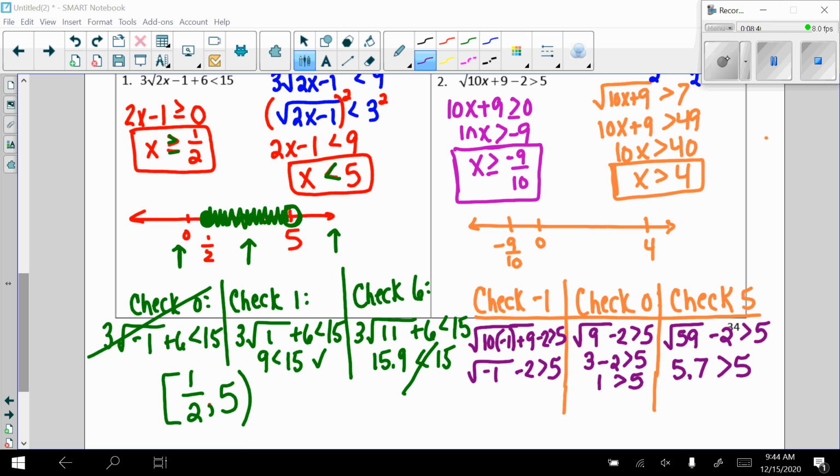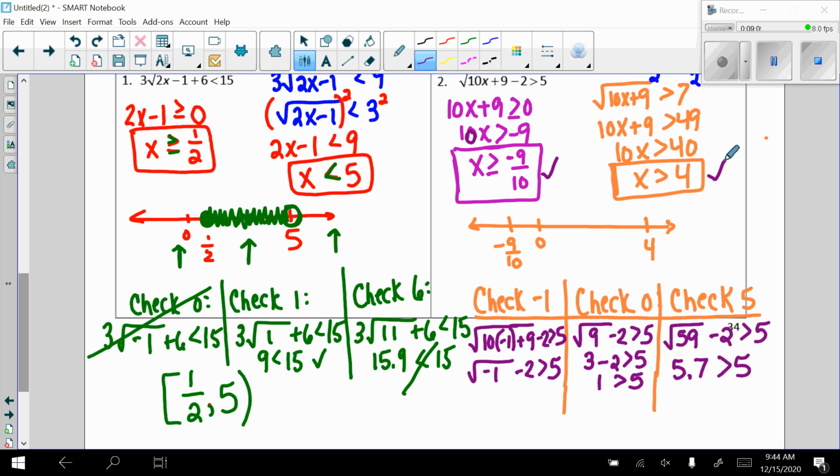So first thing we did, we have to set the radicand to be greater than or equal to 0 and solve. So we wind up with x has to be bigger than or equal to -9/10. So that's one restriction. Then we have to go ahead and solve our inequality. So I added 2 to each side and squared both sides. Subtracted 9, divided by 10, and we get x is bigger than 4.